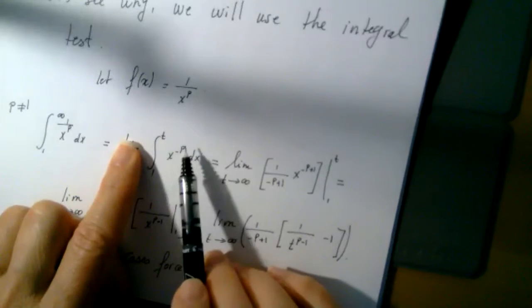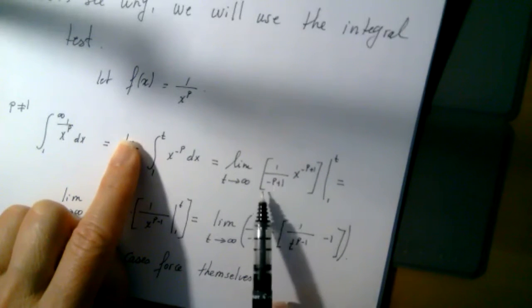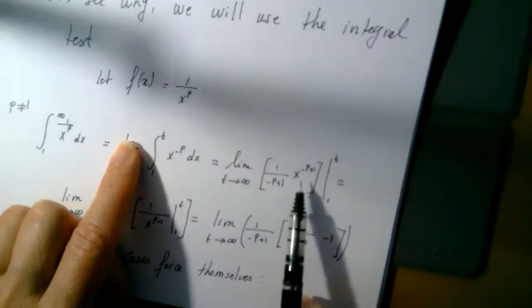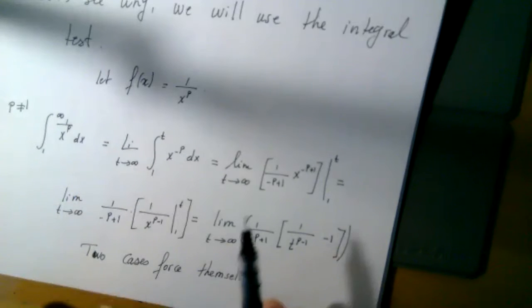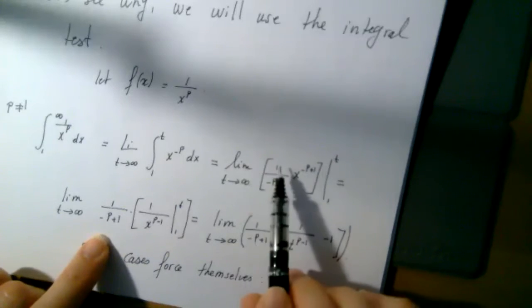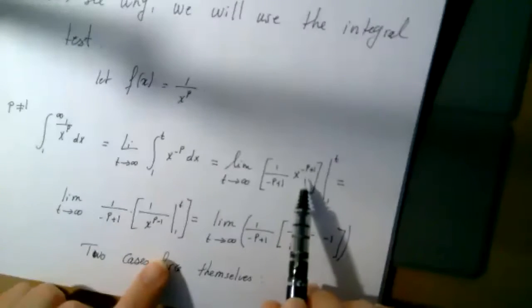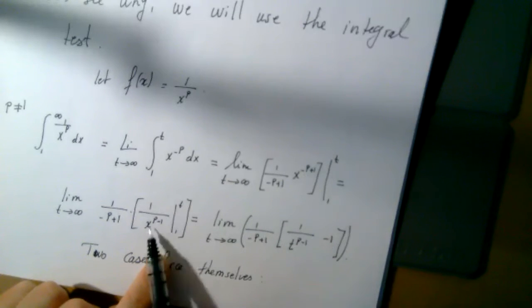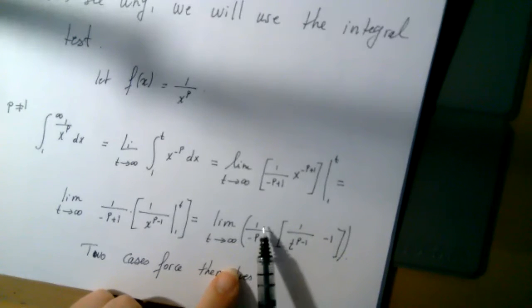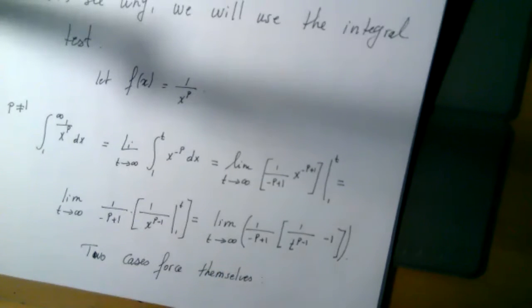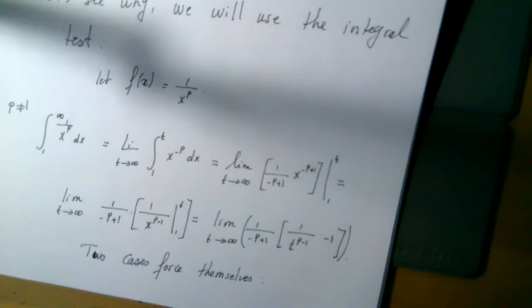What's the antiderivative of x to the minus p? 1 over minus p plus 1, x to the minus p plus 1. Just the simple antiderivative. So this is going to give me the limit as t goes to infinity of 1 over minus p plus 1 times, I rewrote x to the minus p plus 1 as 1 over x to the p minus 1, between 1 and t. So fine, it's going to give me the limit of 1 over minus p plus 1, times 1 over t to the p minus 1, minus 1. I'll give you a minute to look at it before we start discussing what's really going on.